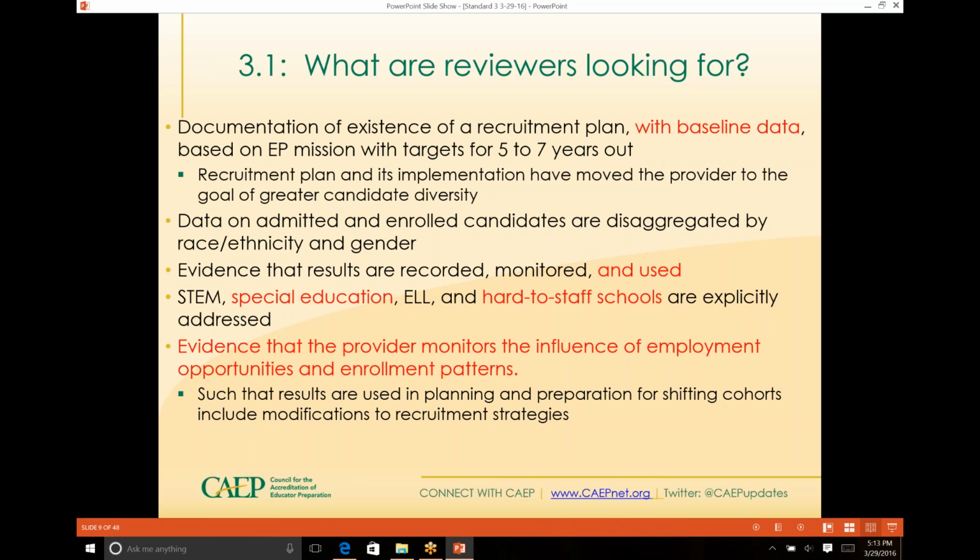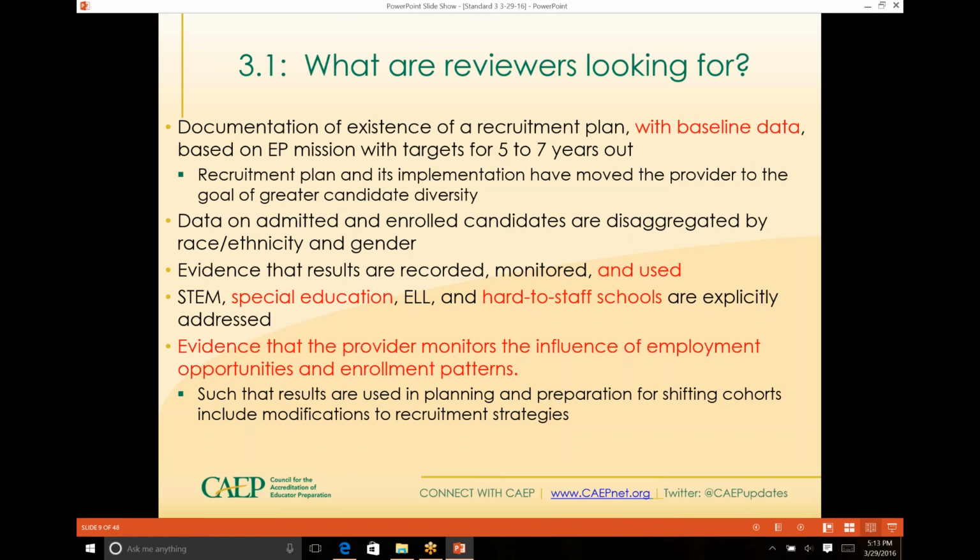So part of this is new language in some of the CAEP documents that I referenced to create these PowerPoints. They're looking for you being able to explicitly address recruiting to STEM, to special education, to ELL, and hard-to-staff schools. And I've added the language of special education and hard-to-staff schools because, again, that appears explicitly in some new materials, the accreditation handbook specifically.